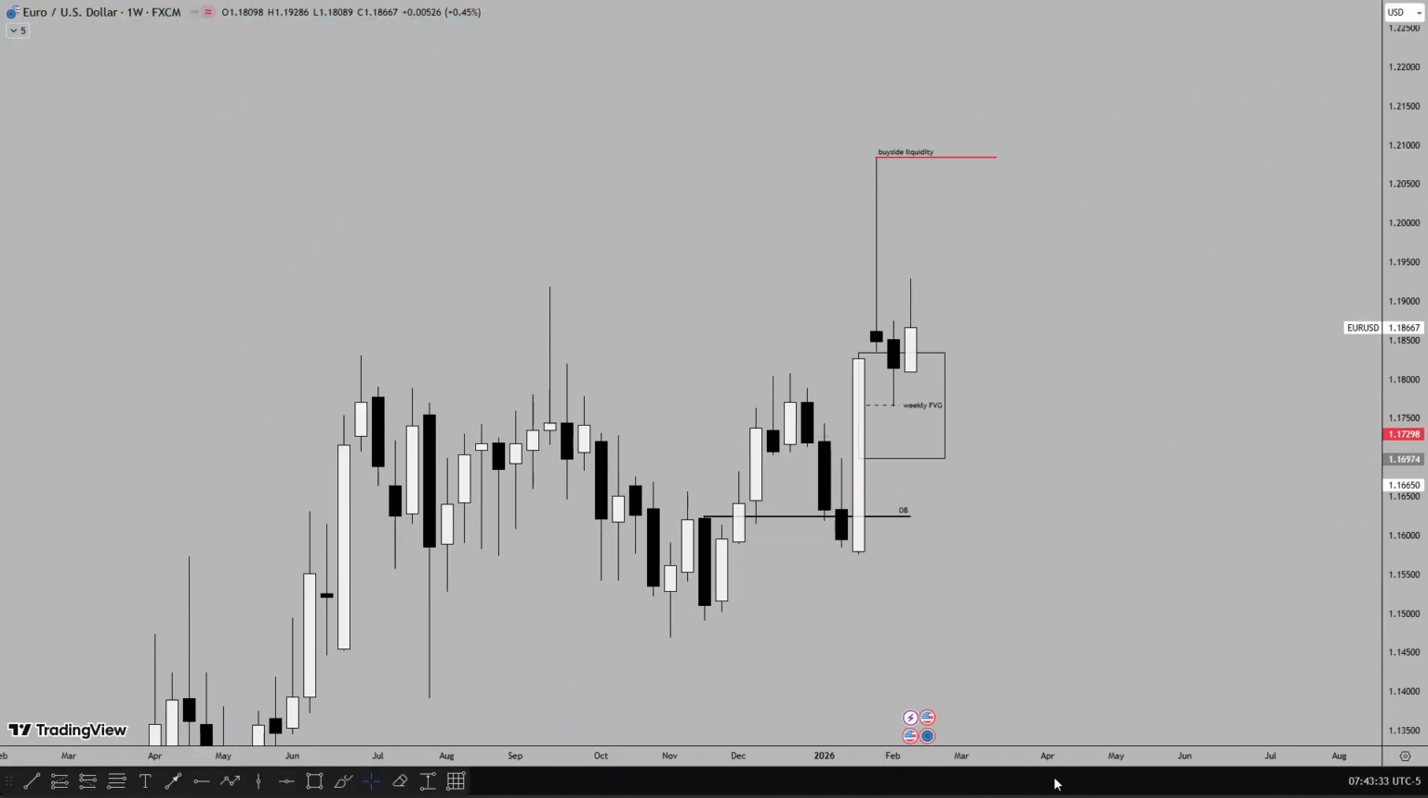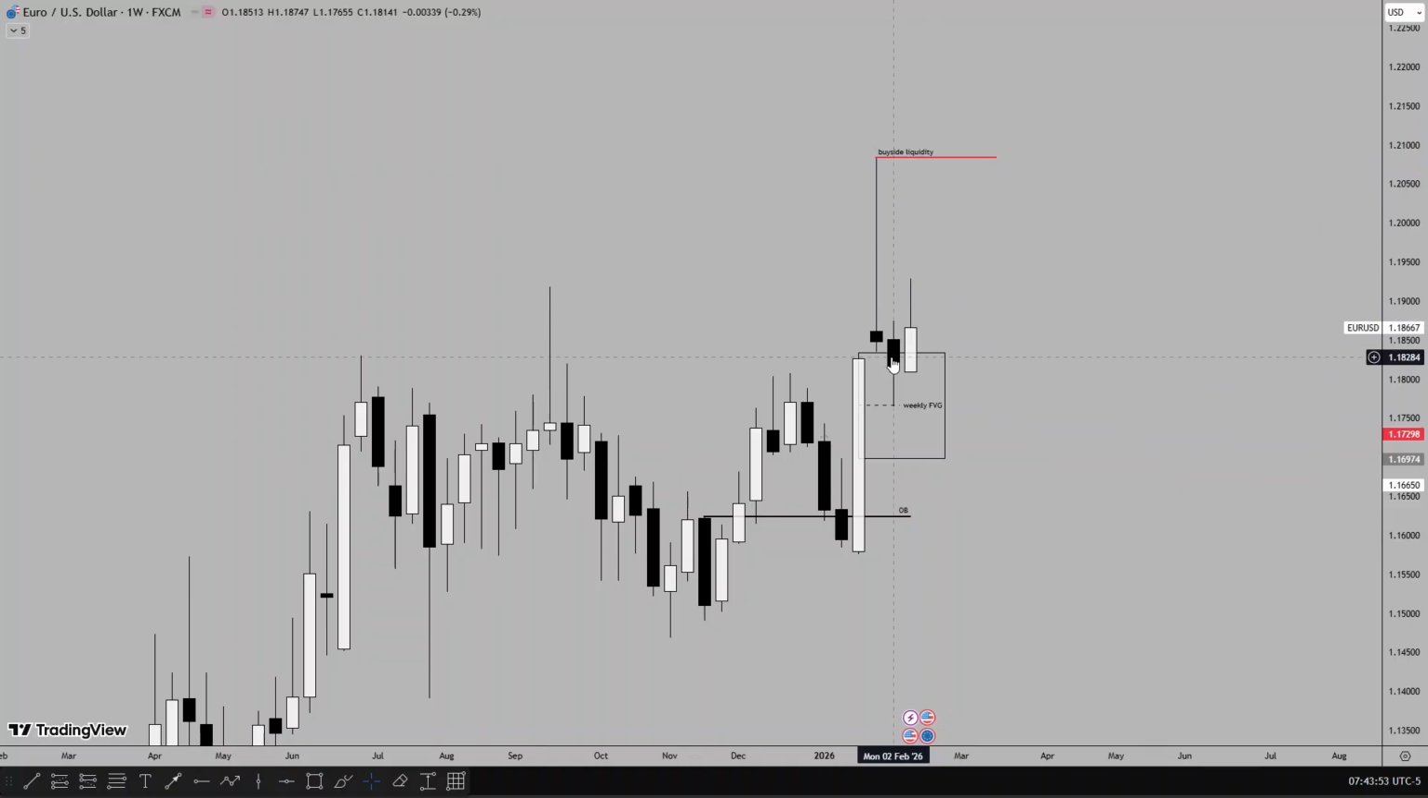On the weekly time frame on Euro USD, last week I checked about price. We're expecting the weekly fair value gap, but I'm anticipating higher prices. And my draw on liquidity is to see price run the swing high. That's the overall draw on liquidity on the weekly time frame.